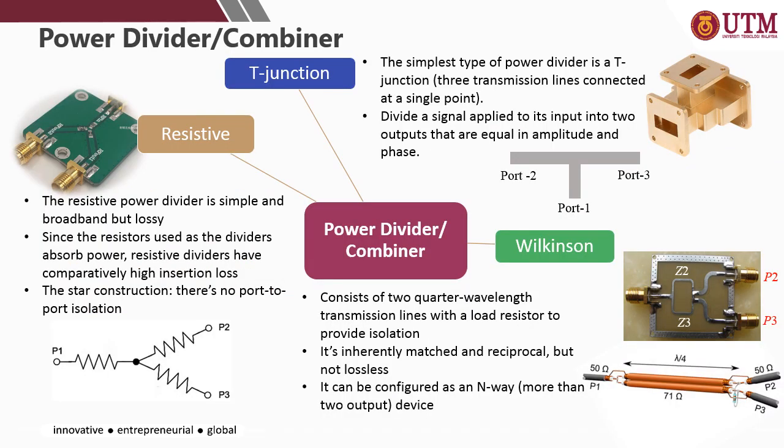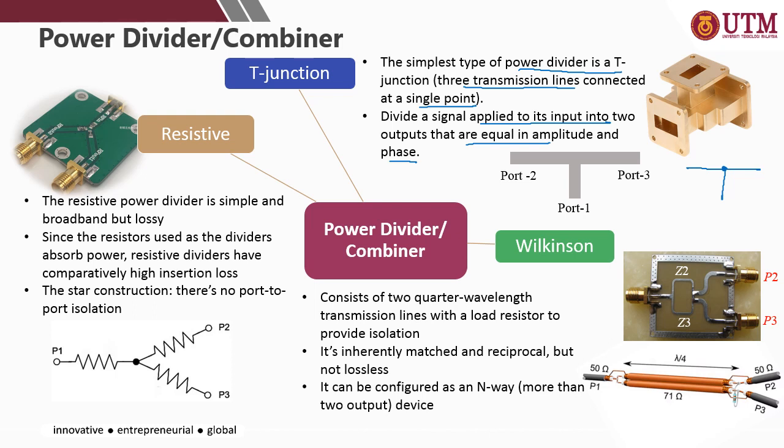Okay, there are three main types of power divider. The first one is the simplest one, the T-junction. This is the simplest type of power divider, in the shape of a T, representing three transmission lines connected at a single point. Three transmission lines, 1, 2, and 3, connected at one point, and this power divider will divide the supplied input signal into two outputs that are equal in amplitude and phase. But sometimes the power may not be divided equally into port 2 and port 3, depending on the ratio or the requirement of the system.